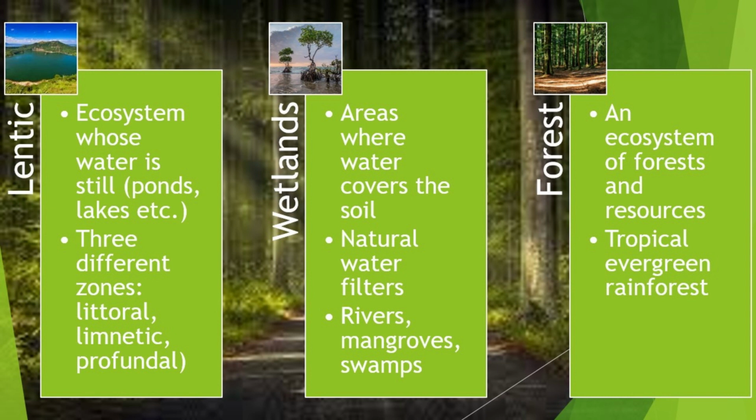The primary terrestrial ecosystem at RLL is the forest. This ecosystem consists of forests and their resources. At RLL, we found tropical evergreen rainforests, which are dense, green, and rich in biodiversity throughout the year. These forests play a crucial role in maintaining ecological balance and providing habitat for numerous species.